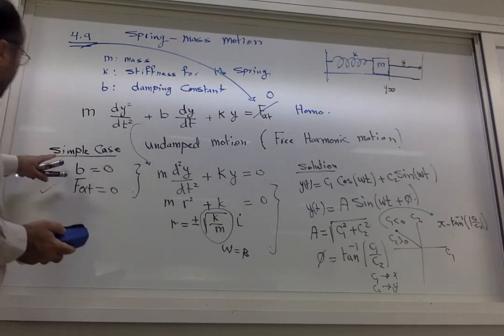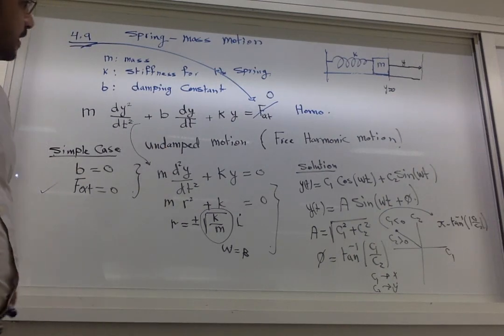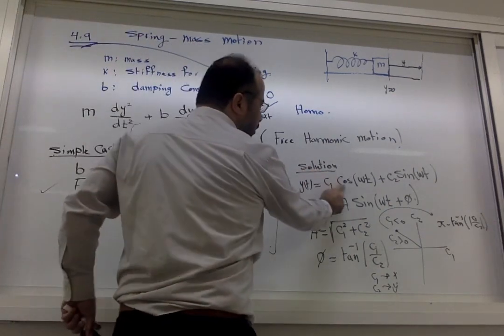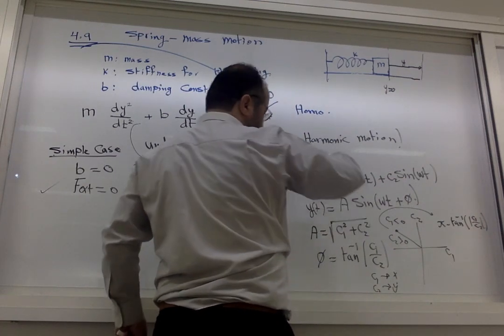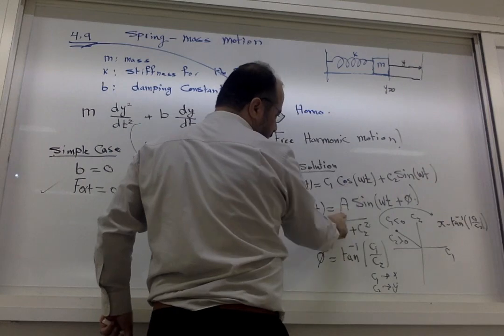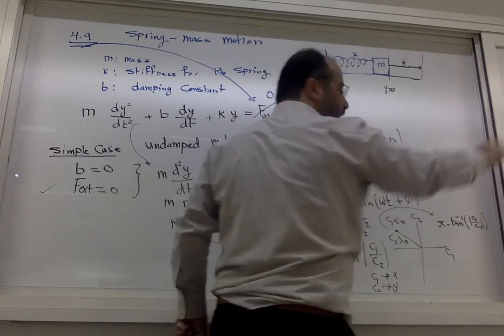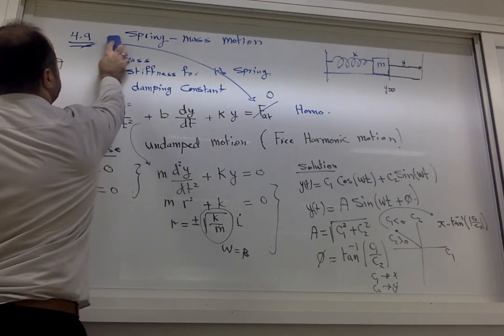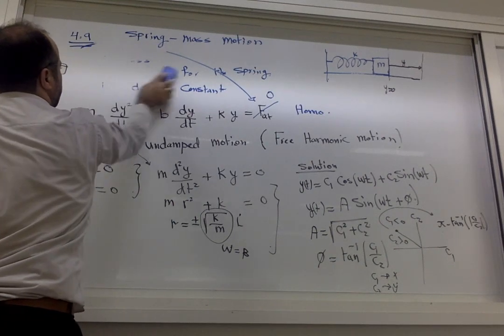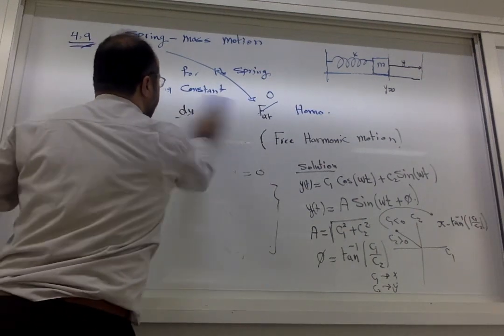Now let's go for the simple case, undamped motion. Why do you call it undamped? Because you have cosine and sine. And the motion, if you look here, it is better. The motion is sine forever, right? So sine continues forever. So let me go with the second case.